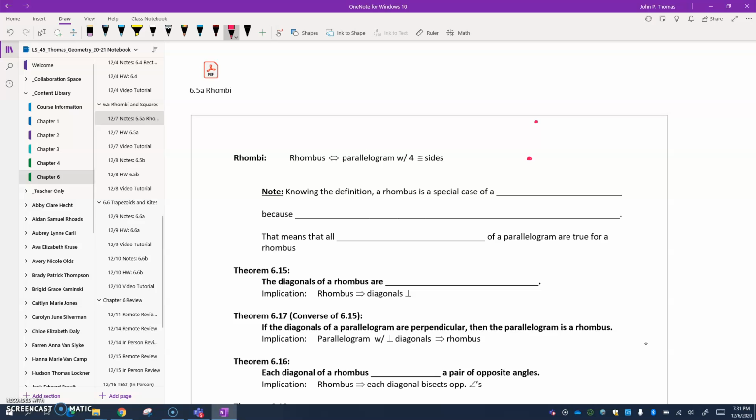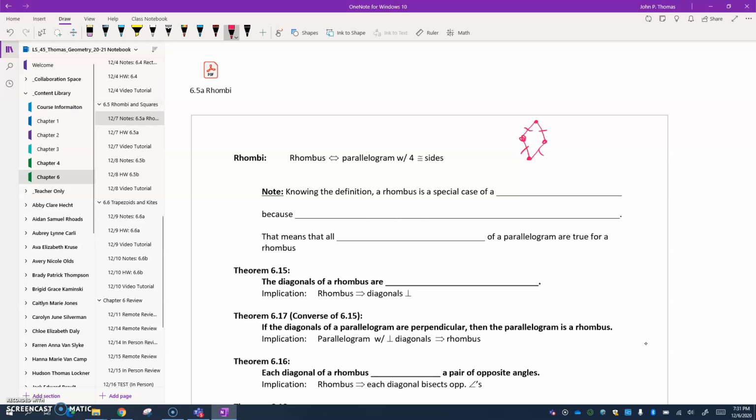A lot of times people have a misconception that this has to be a square, but really this can be much more of that diamond-type shape, where the opposite angles one way are equal and the opposite angles the other way are equal, but they're not all 90 degrees. A picture like this would be a prime example.